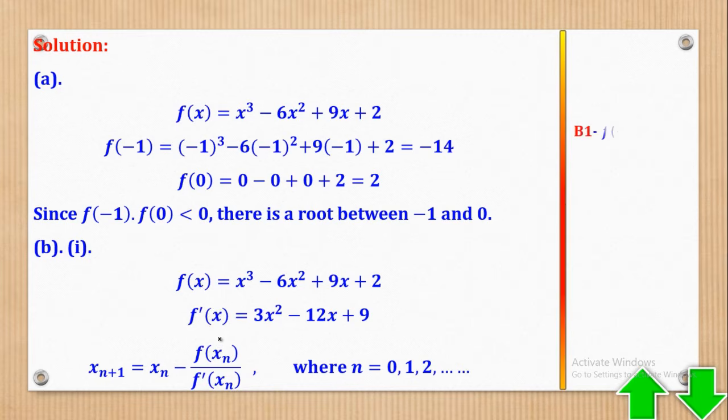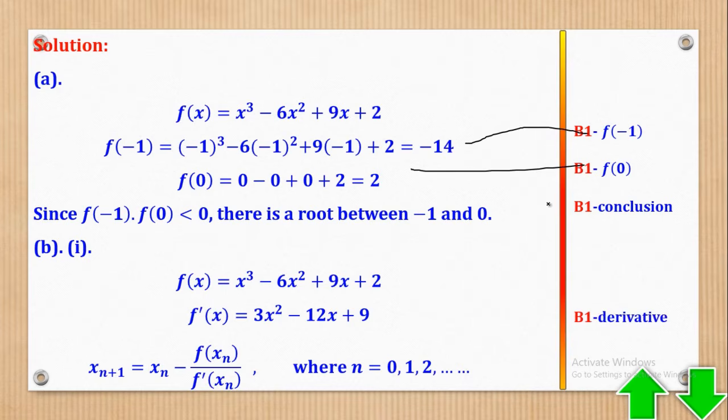So before we substitute, let's see marks for this slide. B1 for this value, B1 for this value, B1 for conclusion, B1 for this derivative. So next is to substitute for f(xn) using this and f prime(xn) using that. So it is after quoting this formula that you'll begin putting xn, xn, xn, xn where there is x. So let's see how that is done.